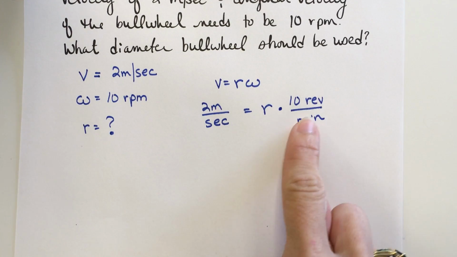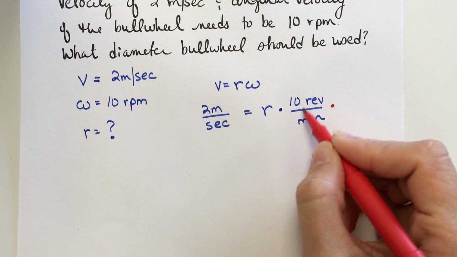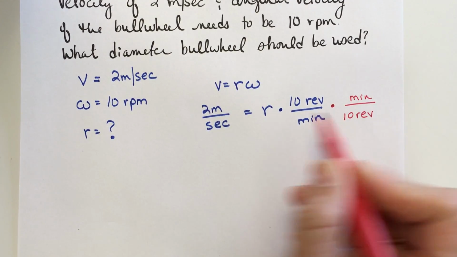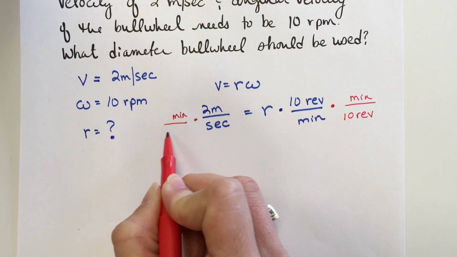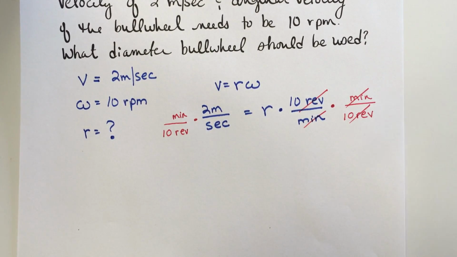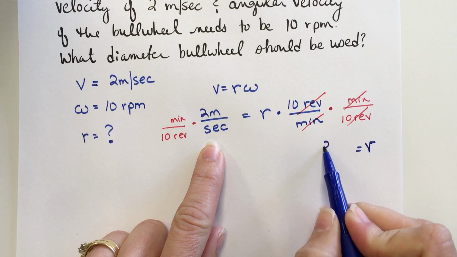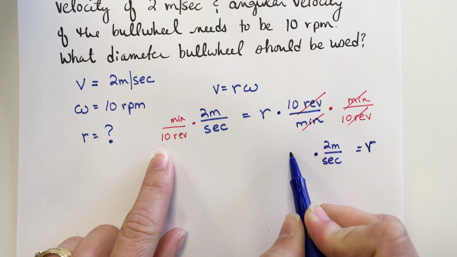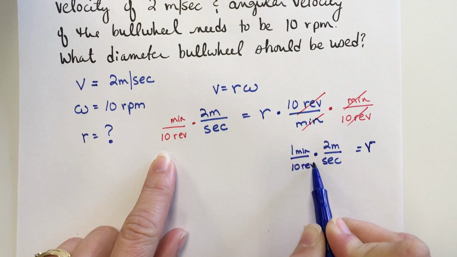Now, this is just a number, so if I want R by itself, that means I'm going to have to multiply both sides by its reciprocal. So same thing over here. So see, this cancels, all that cancels out, which gives you your R by itself. Okay, so what I have right now, I have the 2 meters per second times, of course that's like 1 minute, but 1 minute divided by 10 revolutions, okay?